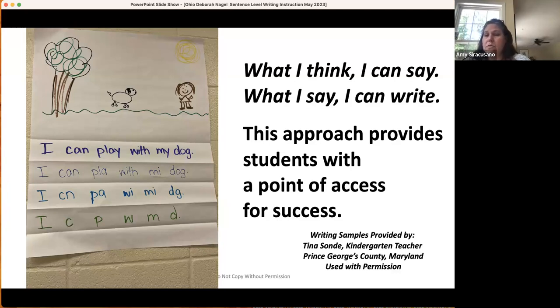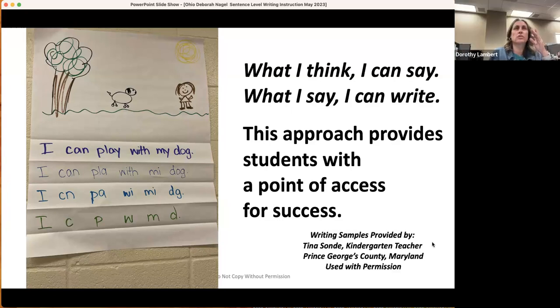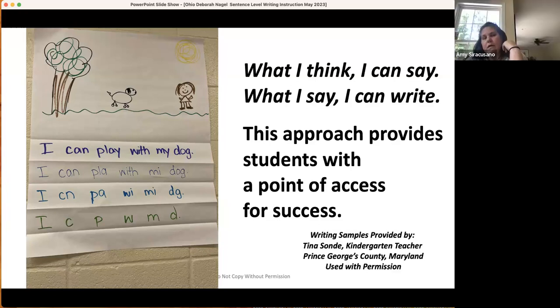Dorothy. I was just going to ask, in a week, at the beginning of the week, you're starting a type of writing like this one, I can play with my dog, just sentences. Do you start at the beginning of the week and do the model like you said, and then maybe that same day you turn it over to the kids? How often do you do this? Because you want the kids writing every day.